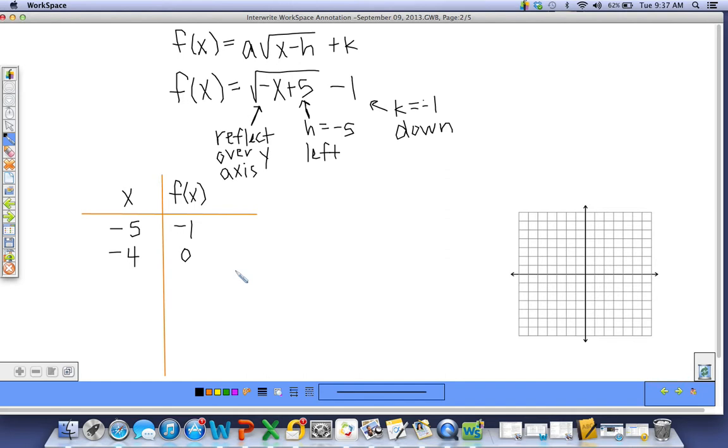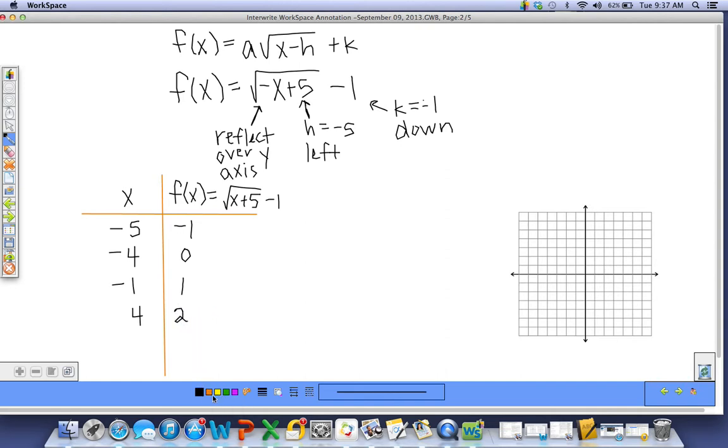Okay, we can make it go to 4, which means we need a -1. So that means that square root of 4 is 2. 2 minus 1 is 1. And let's make it go to 9, which means we need a +4. So that gives us square root of 9 is 3. 3 minus 1 is 2.